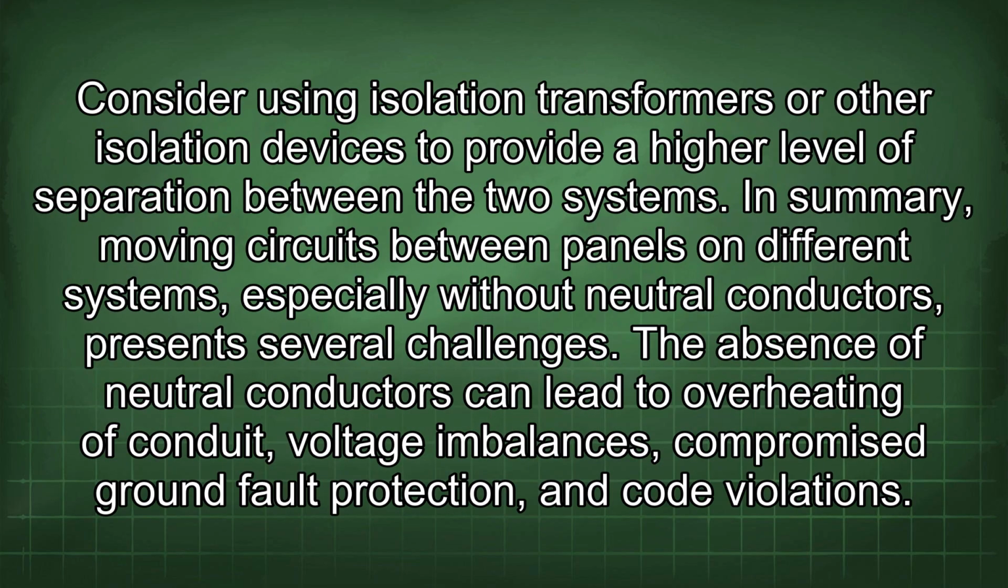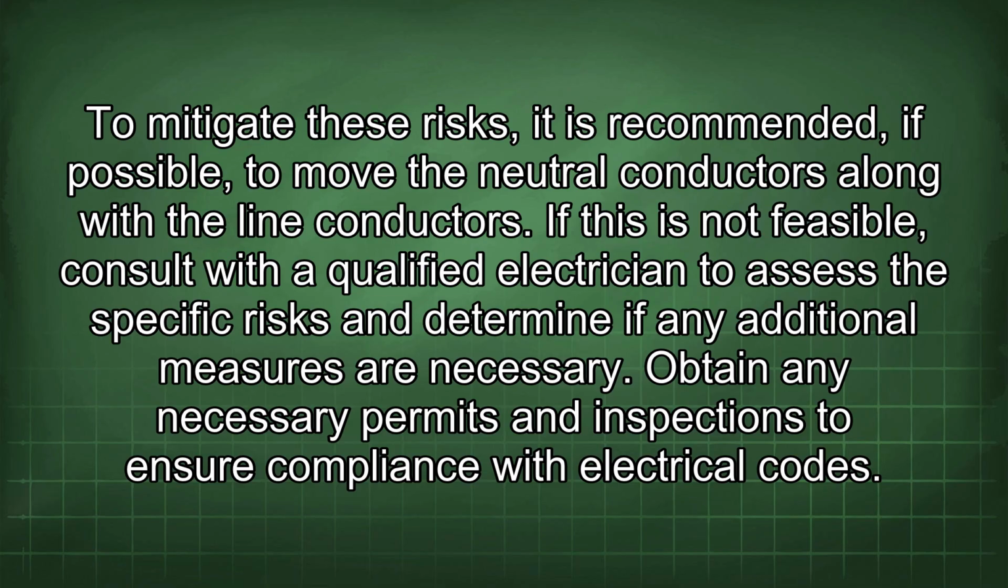Consider using isolation transformers or other isolation devices to provide a higher level of separation between the two systems. In summary, moving circuits between panels on different systems, especially without neutral conductors, presents several challenges. The absence of neutral conductors can lead to overheating of conduit, voltage imbalances, compromised ground fault protection, and code violations. To mitigate these risks, it is recommended, if possible, to move the neutral conductors along with the line conductors.